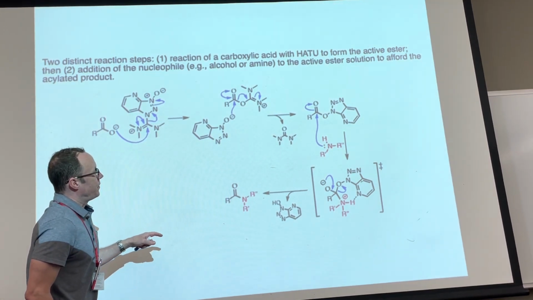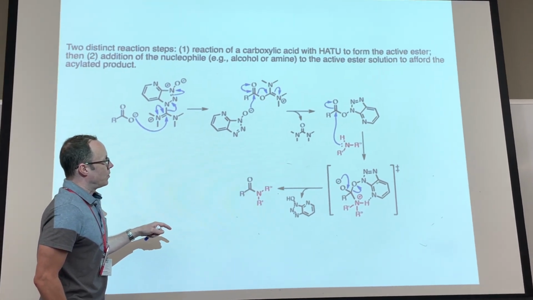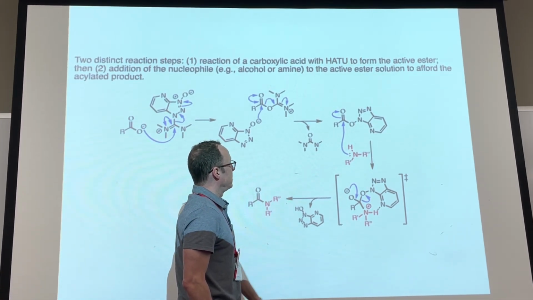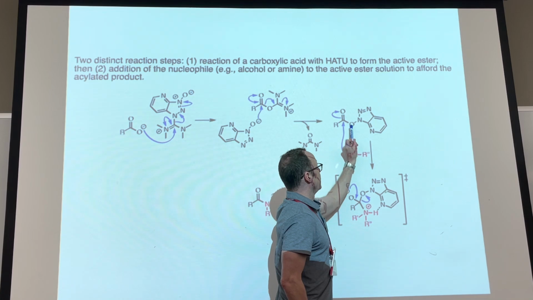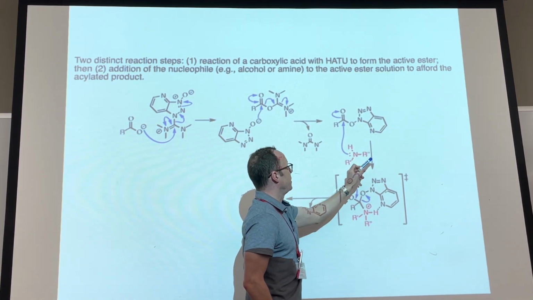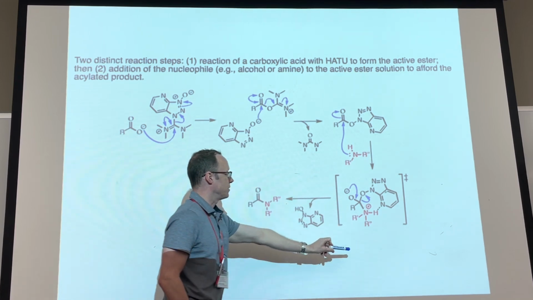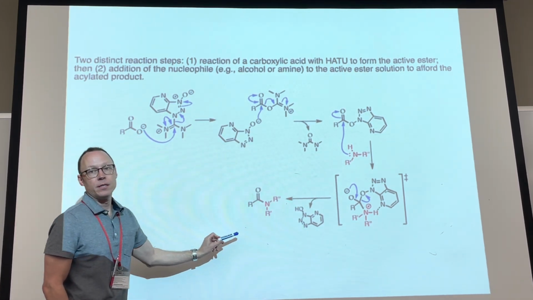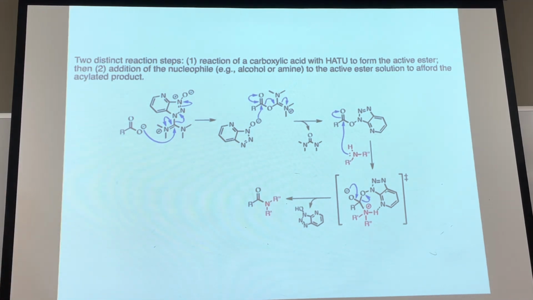So basically, you are converting the carboxylic acid into a good leaving group through this intermediate. So that thing is the good leaving group. The amine comes in to attack through this intermediate, and ultimately it releases that and gives you the amide. So again, not that you really need to know that.